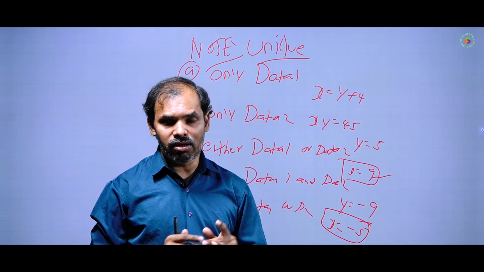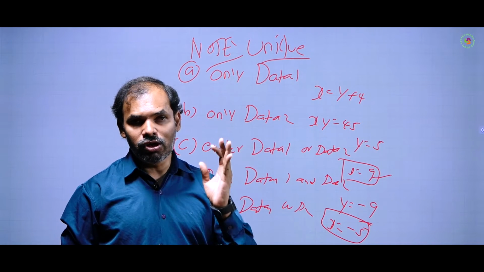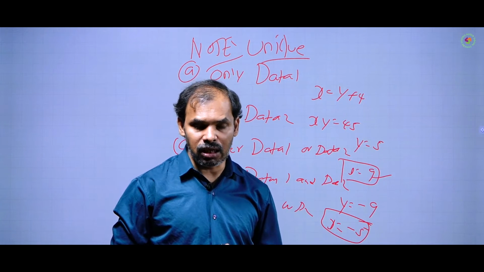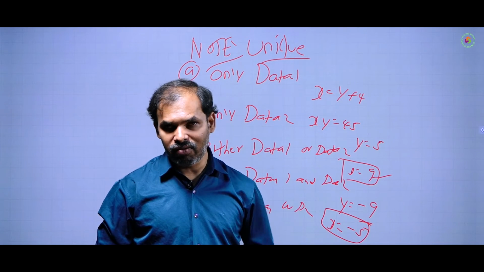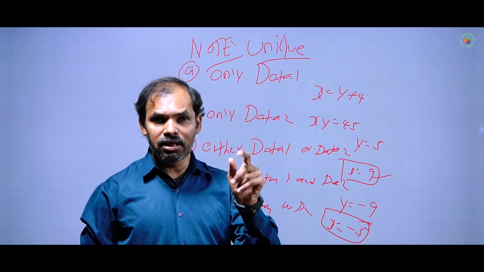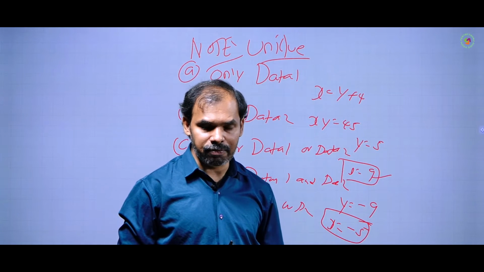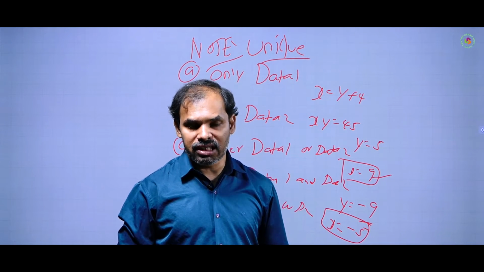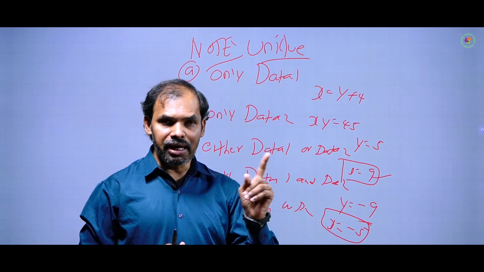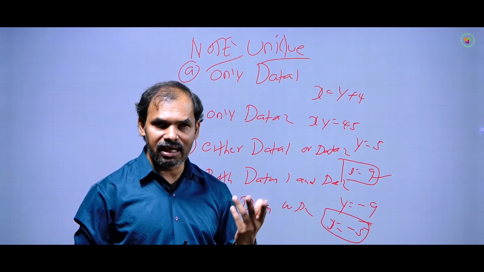In data sufficiency, they'll give one question, what is the value of x, and two data: data 1, x equal to y plus 4, and data 2, xy equal to 45. They'll give 5 options. First option, only data 1 is required to answer the question. Suppose using x equal to y plus 4 you can find an x value, option A you can tick. But the problem is we don't know the value of y, so we cannot find the value of x. Next, only data 2 is required. Using xy equal to 45 we cannot find x because we don't know the value of y, so the second option is also eliminated.